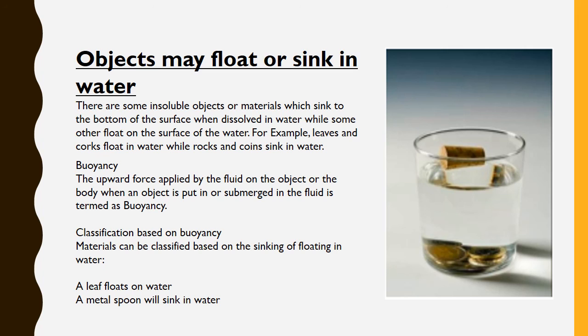Objects may float or sink in water. That is buoyancy, or buoyant density. Some materials float in water while others sink. Buoyancy is the upward force applied by a fluid on an object that is put or submerged in the liquid. Based on this, cork or a leaf floats on water, but a metal spoon, a key or some stones will sink in water. So this is based on floating and sinking in water.